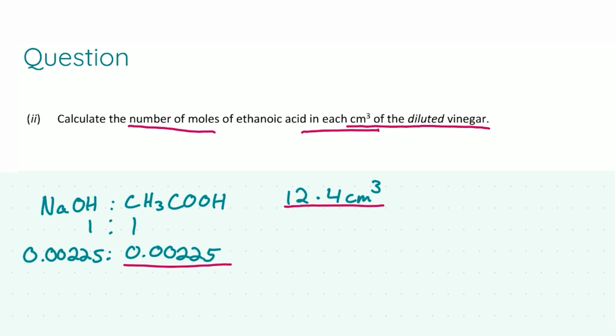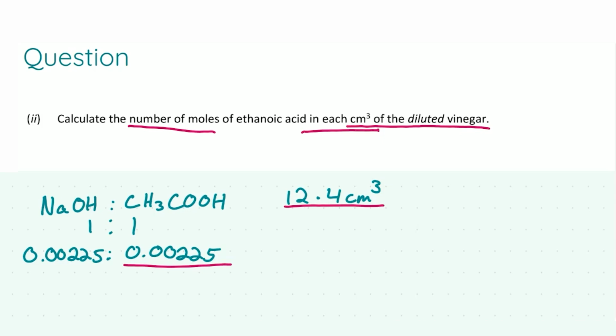So just to get the number of moles per centimetre cubed, we know that there's 0.00225 moles in 12.4 centimetres cubed. So how do we get 1 centimetre cubed? We simply just divide across by 12.4. So 0.00225 divided by 12.4. Just throw this into the calculator and you'll work out how many moles are in each centimetre cubed of diluted vinegar.